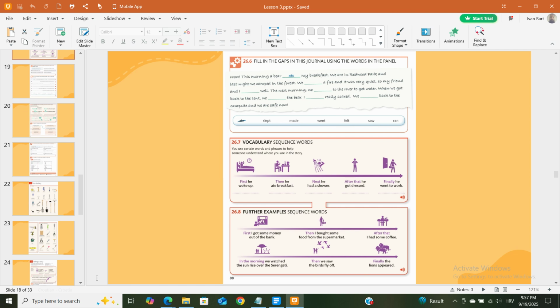26.8 Further examples of sequence words. First I got some money out of the bank. Then I bought some food from the supermarket. After that, I had some coffee. In the morning we watched the sun rise over the Serengeti. Then we saw the birds fly off. Finally the lions appeared.